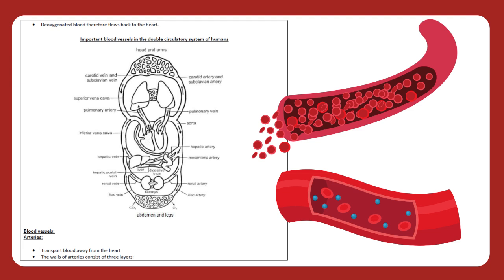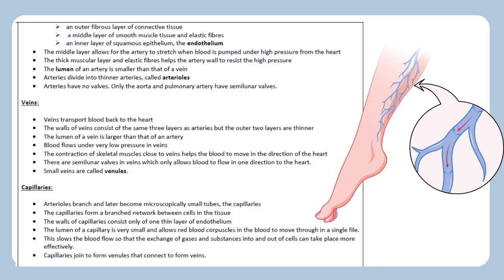Blood vessels. Arteries. Transport blood away from the heart. The walls of arteries consist of 3 layers. An outer fibrous layer of connective tissue, a middle layer of smooth muscle tissue and elastic fibers, an inner layer of squamous epithelium, the endothelium.